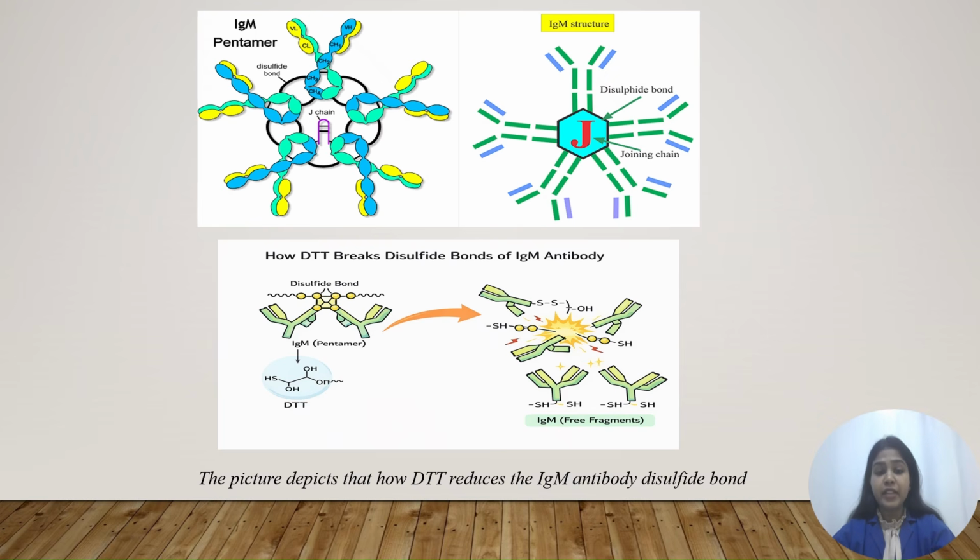When the DTT acts, DTT firstly activates itself. DTT will attack the disulfide bond. DTT will break the bond and it stabilizes itself by forming the internal bonds. This helps in the ruling out of the IgM antibody, and we are selectively going to detect the IgG antibody.